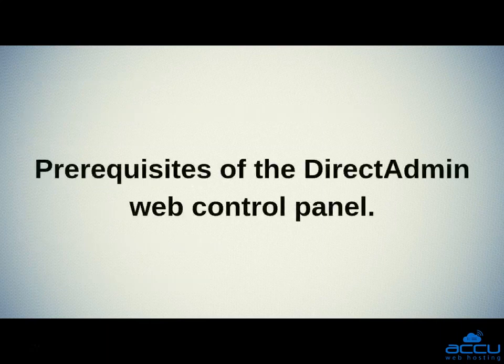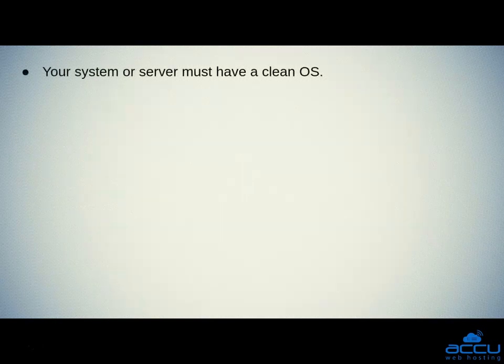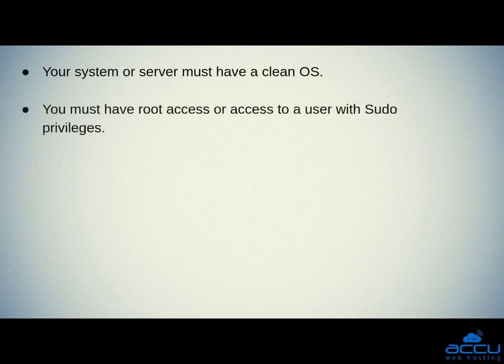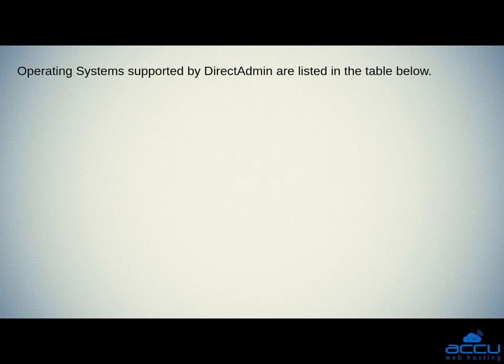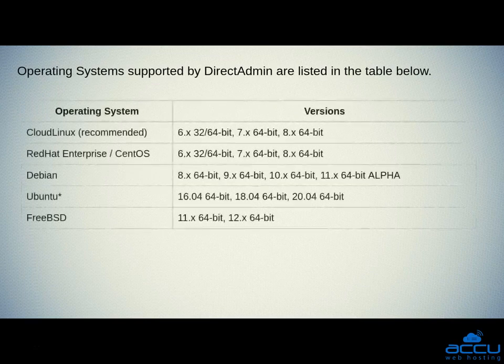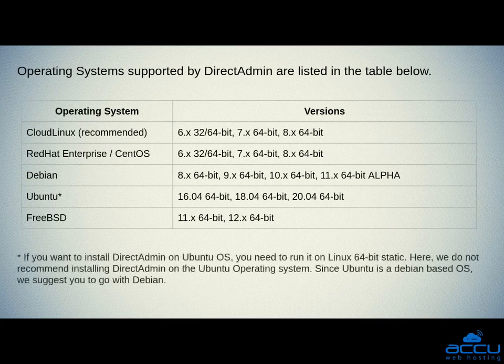First, we will see the prerequisites of the DirectAdmin Web Control Panel. First one is that your system or server must have a clean OS. Second one is you must have root access or access to a user with sudo privileges. Let's see the operating systems supported by DirectAdmin. They are listed in the table below. Important note: if you want to install DirectAdmin on Ubuntu OS, you need to run it on Linux 64-bit static. Here, we don't recommend installing DirectAdmin on the Ubuntu operating system. Since Ubuntu is a Debian-based OS, we suggest you go with Debian.